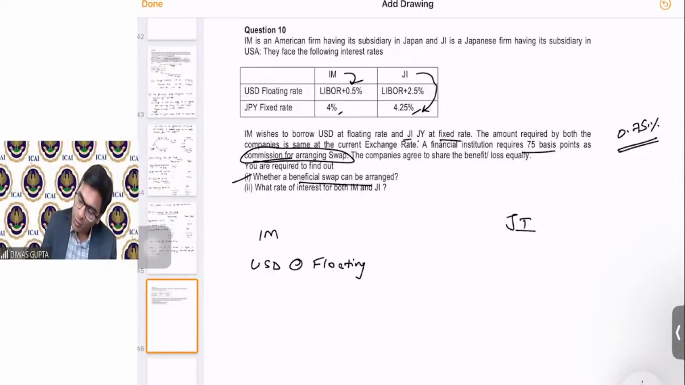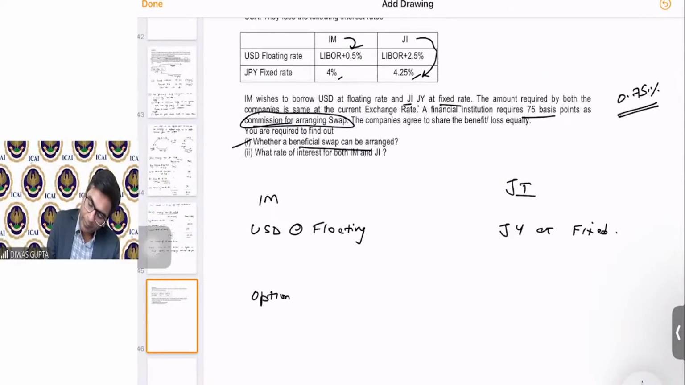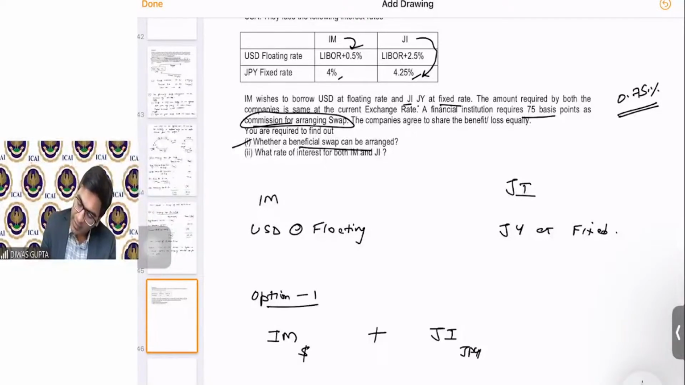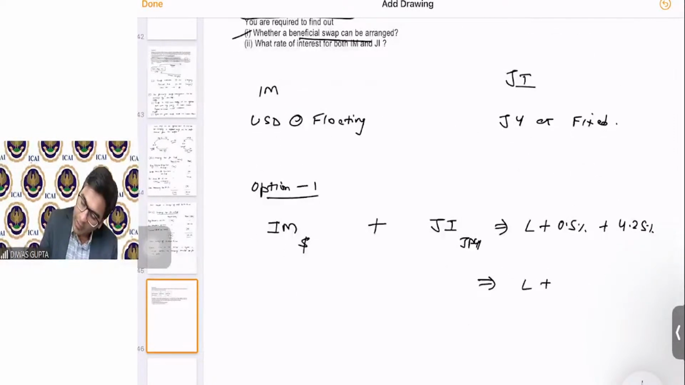JI's preference is to borrow JPY at a fixed rate. Okay, so let's compare both. Option 1, wherein IM is borrowing in a dollar rate plus JI is borrowing in a JPY rate. So this happens how much? LIBOR plus 0.5% plus 4.25%. Okay, so this becomes how much? LIBOR plus 4.75%, students.